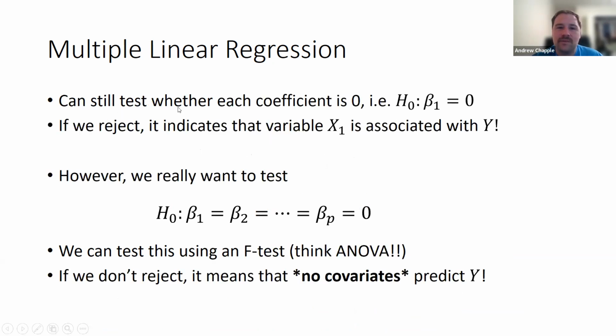So I can still test whether each coefficient is 0. So beta 1 equals 0. As an example, I can test whether, conditional on whether or not you live in New Orleans, so adjusting for that, does increased height change your weight, or conditional on your height, does living in New Orleans change your weight? So I can test those things separately. And then also I can globally test, do any of these make a difference here? I can use an F test for this. This is like an ANOVA. If I don't reject the null, it means that no covariates predict Y.